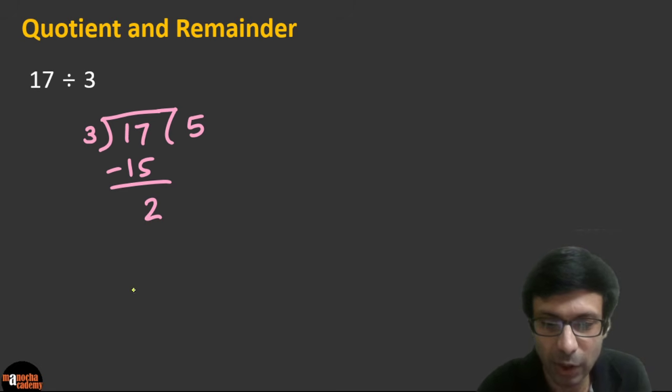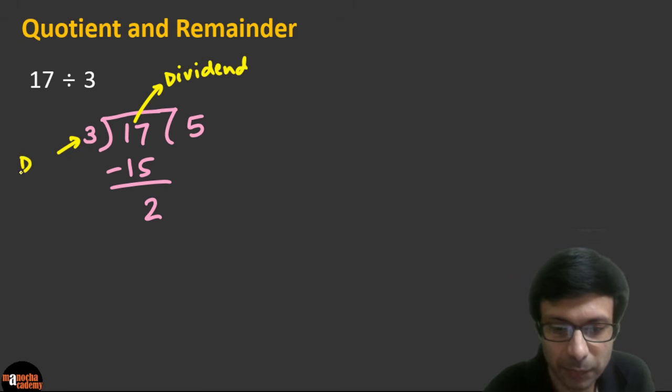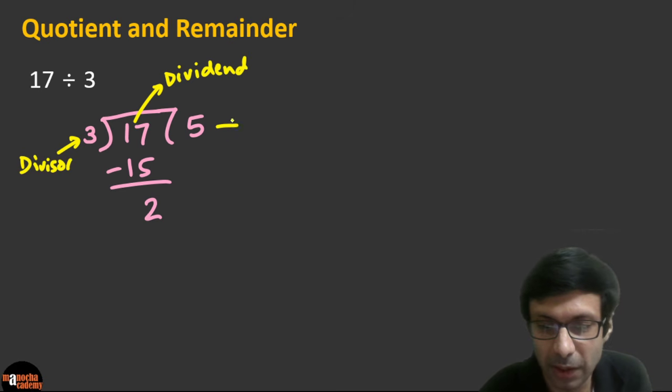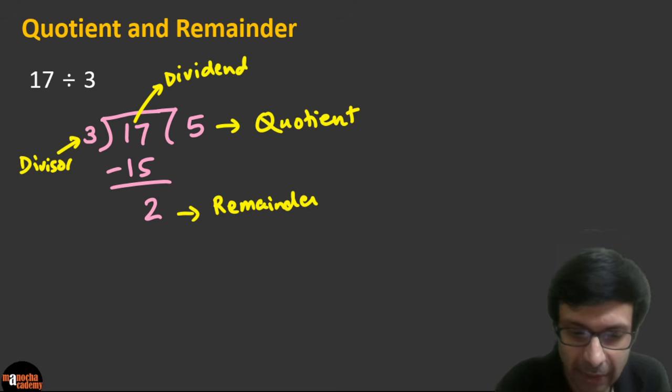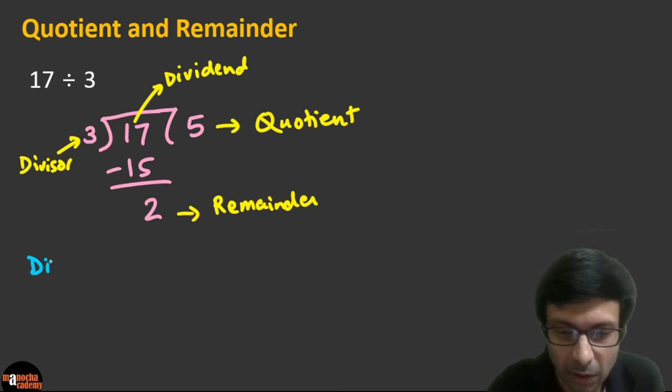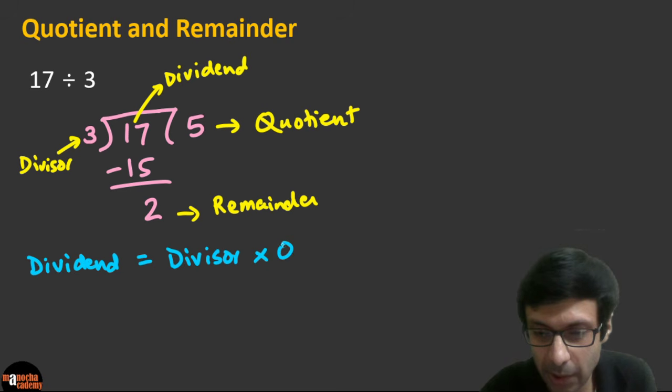Okay, so what are the terms we use here? This is our dividend. We have our divisor here. This guys is the quotient, and this you know is the remainder. So everyone I'm sure is familiar with these terms. So what can we write? We can write this whole thing as dividend equals divisor multiplied by the quotient plus remainder, right?